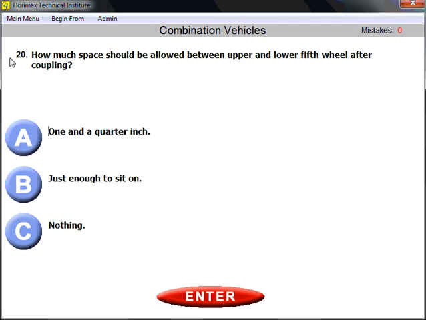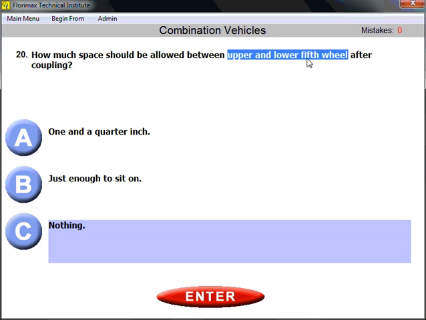Question number 20. How much space should be allowed between upper and lower fifth wheel? You are given the tricky question. How much space should be allowed? Nothing. No space should be allowed because those upper and lower fifth wheel are two plates and they should not be separated by any degree. There should not be visible space between them. No space, nothing. Very good.